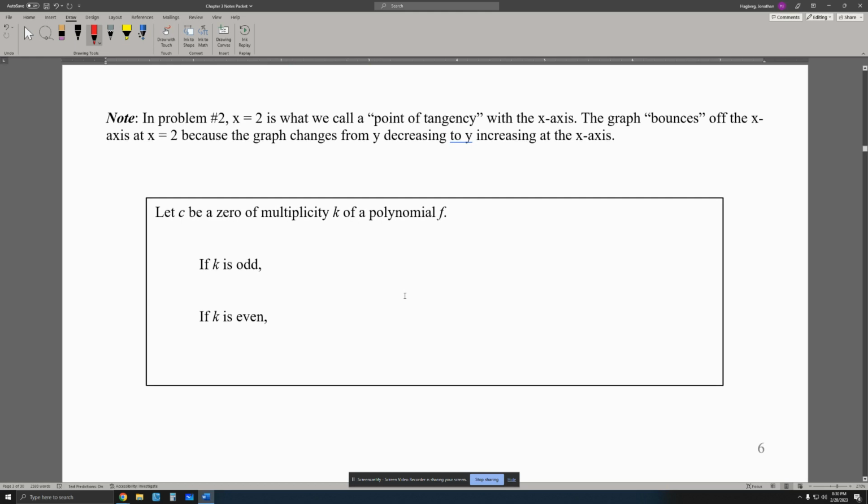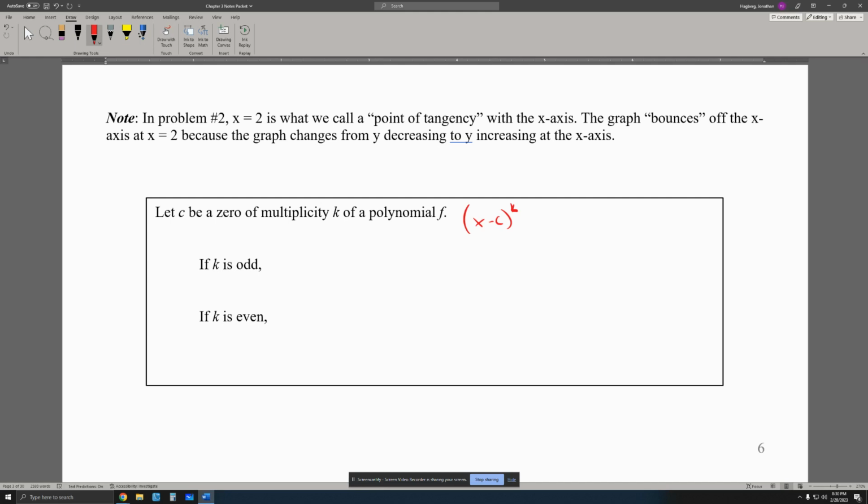This brings us to multiplicity, which I mentioned earlier is the number of times a factor occurs within a factorization of a polynomial. So let's come up with a definition here. Let c be a zero of multiplicity k of a polynomial f. So remember, if c is a zero, then x minus c is a factor of the polynomial f. And if it has multiplicity k, we're saying that that factor occurs k times in the factorization. So we can raise that to the power k.